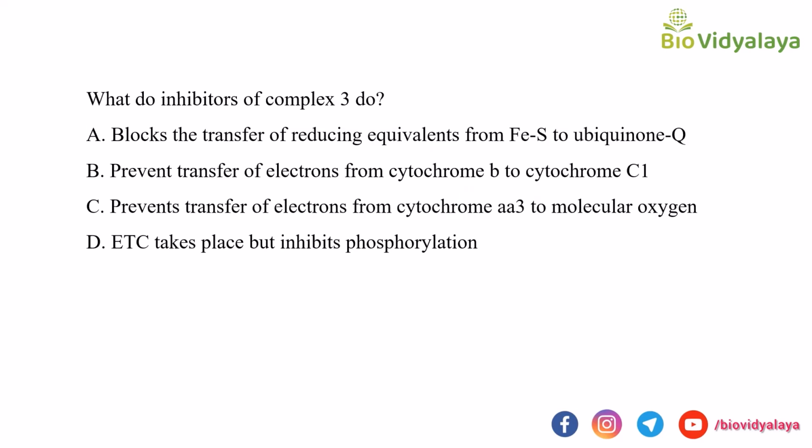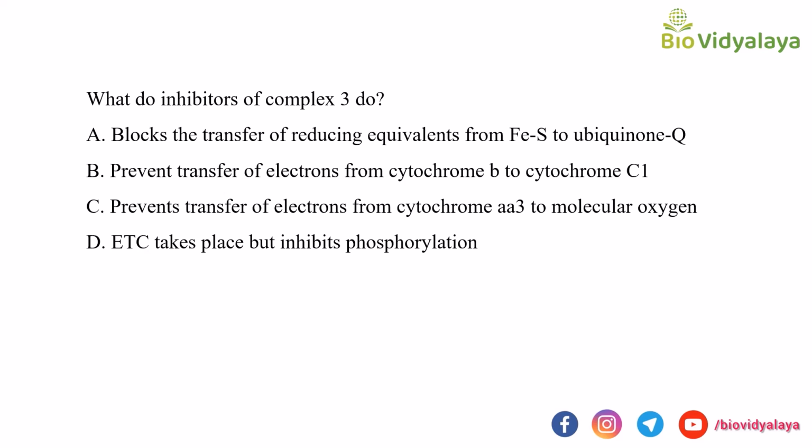This question is also one direct question. What do inhibitors of complex 3 do? Option A, blocks the transfer of reducing equivalents from FeS to ubiquinone. Option B, prevents transfer of electrons from cytochrome B to cytochrome C1. Option C, prevents transfer of electrons from cytochrome AA3 to molecular oxygen. Option D, electron transport chain takes place but inhibits phosphorylation.